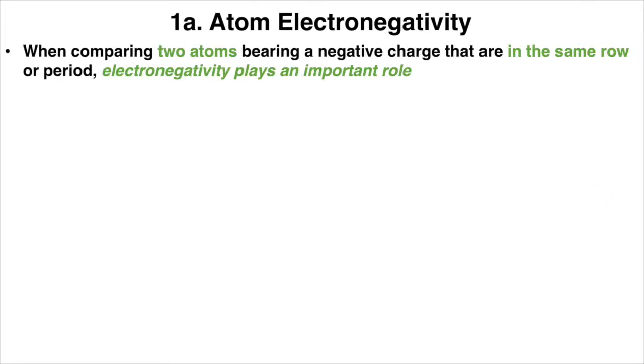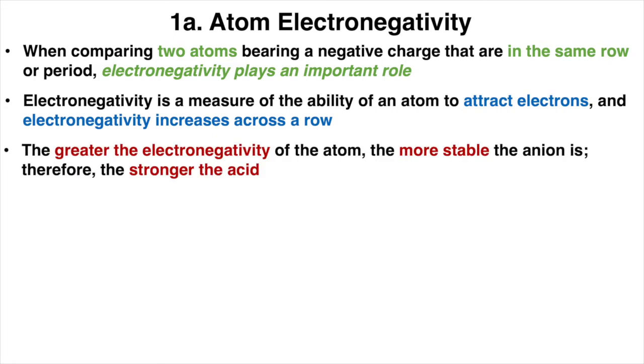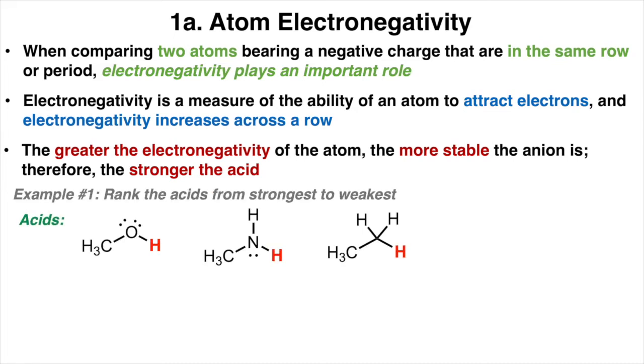When comparing two atoms bearing the negative charge that are in the same row on the periodic table, electronegativity is important because it tells us how willing an atom is to attract electrons. The greater the electronegativity of the atom, the more stable the anion is, and therefore the stronger the acid. Let's look at an example by ranking the following acids from strongest to weakest.